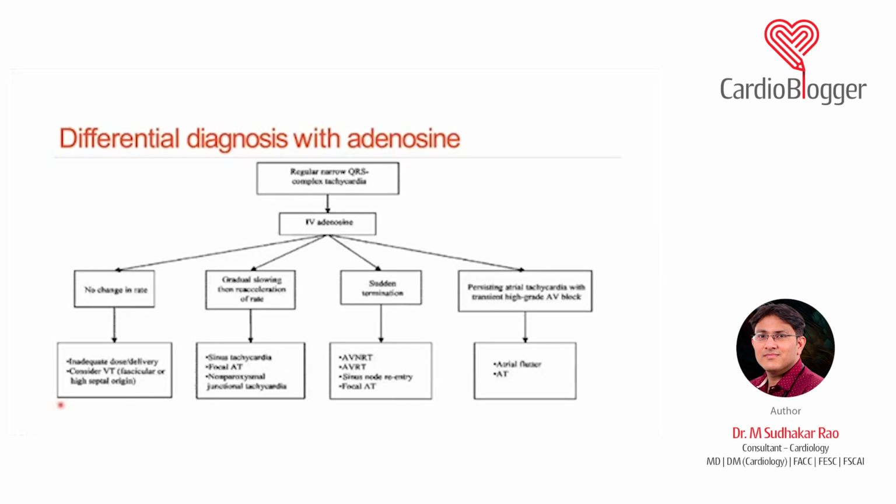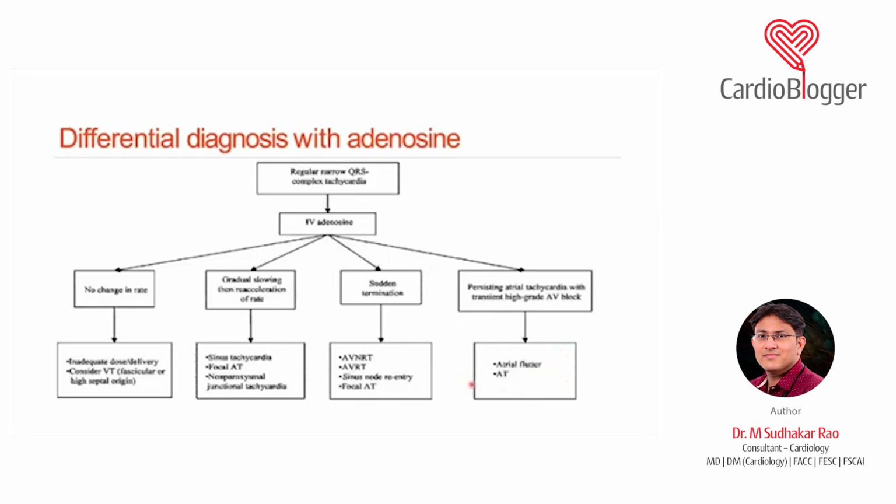You should always consider, if there is a gradual slowing and then it again comes back to the normal, sinus tachycardia, inappropriate sinus tachycardia, or a focal atrial tachycardia, or a non-paroxysmal junctional tachycardia. So if there is slowing and then the patient comes back to the tachycardia again, then these are the differential diagnoses. One important thing is a persistent atrial tachycardia with a transient AV block. If the patient develops AV block, we should always consider atrial tachycardia and atrial flutter. When we give adenosine, sometimes we may be able to make out the flutter waves, and then it again comes back to the tachycardia. So those usually go for atrial flutter.